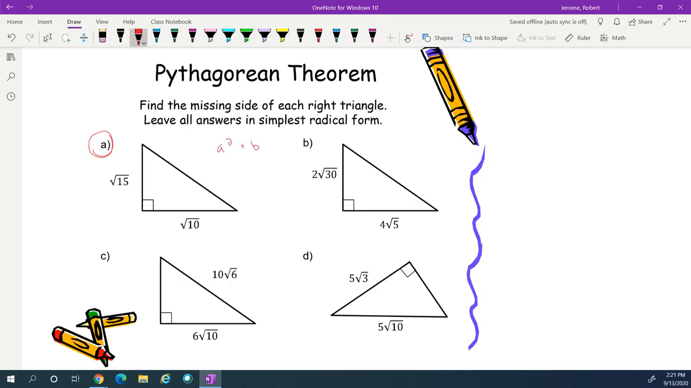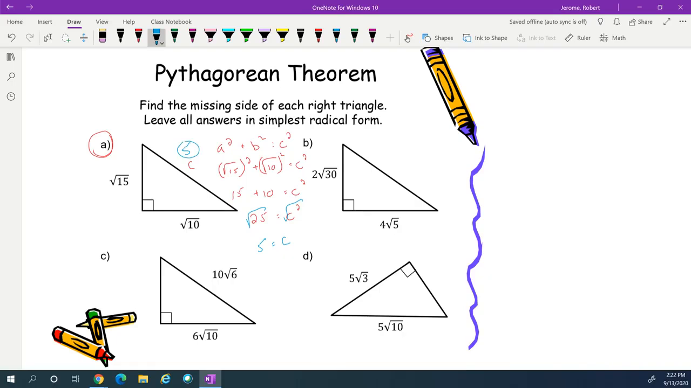A squared plus B squared equals C squared. I'm looking for C. A and B are interchangeable. So we have A squared plus B squared equals C squared. Well, the square root of 15 squared is 15. And the square root of 10 squared is 10. So that's 25 equals C squared. We take the square root and we find out C equals 5.